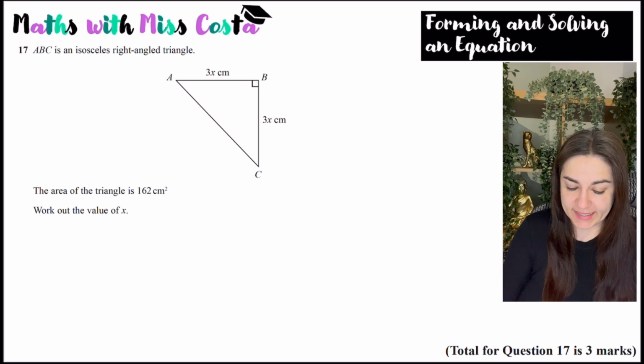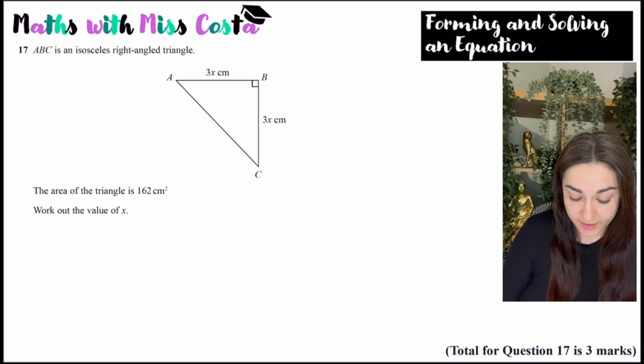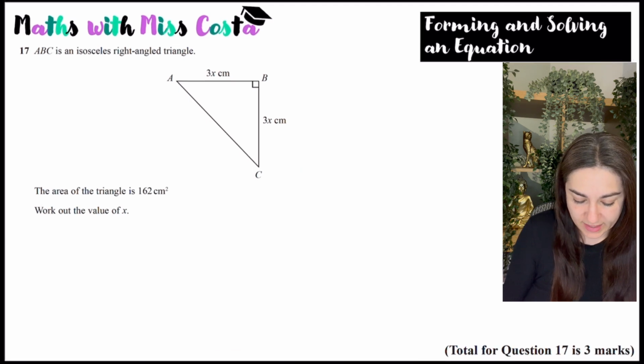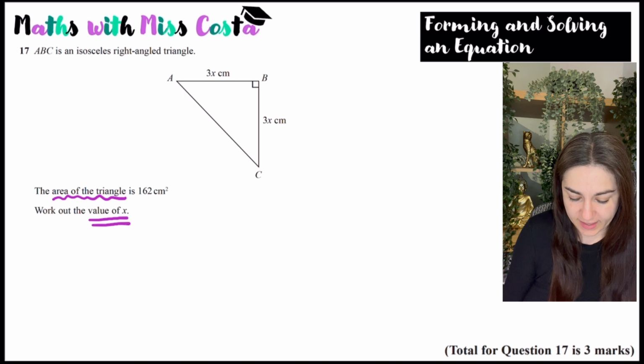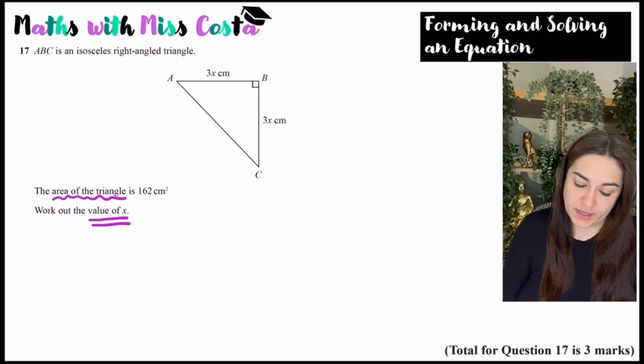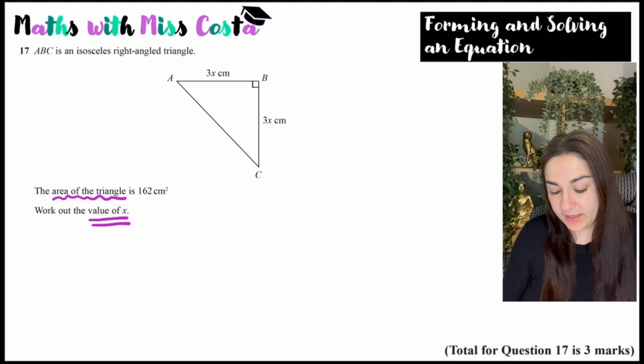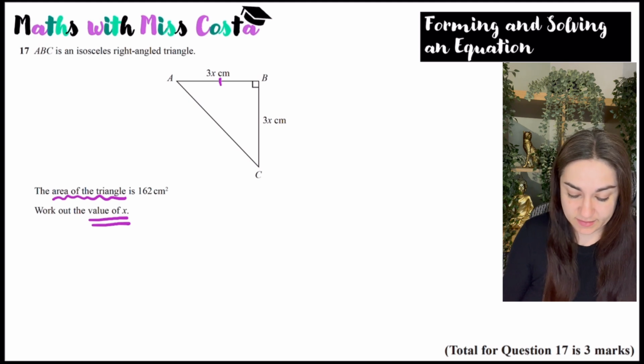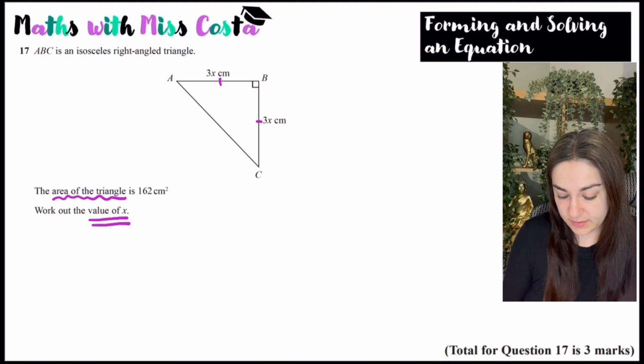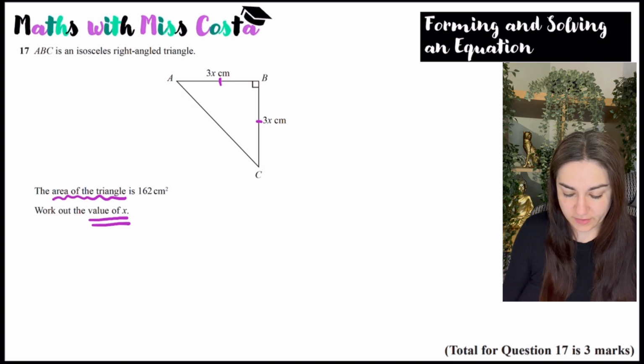Next, I'm told that ABC is an isosceles right-angled triangle, and I'm given the area of the triangle, and I'm told to work out the value of x. So again, there's quite a few ways that we can do this. The fact that it's an isosceles means that these 2 sides are the same. It's a right-angled triangle, and I know what its area is.